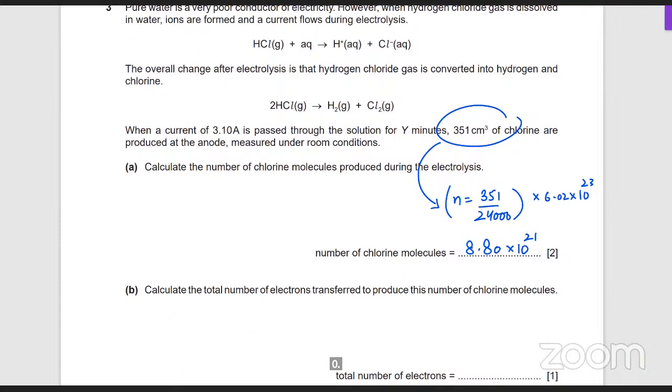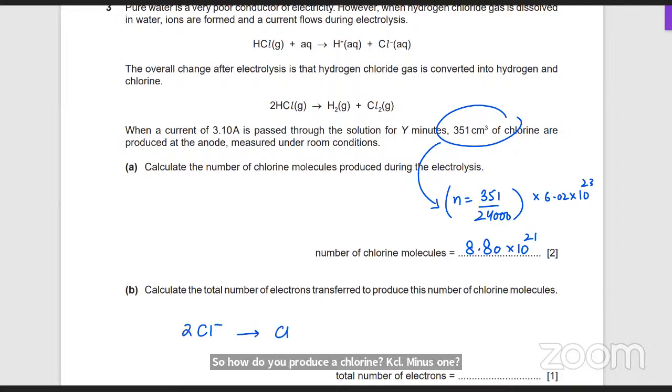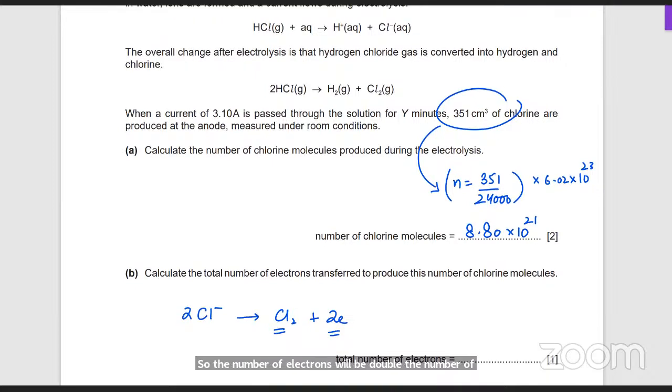Acha, calculate the number of electrons transferred to produce the number of chlorine. So how do you produce a chlorine? Ke Cl minus 1 say you would have to lose 2 electrons, right? So the number of electrons will be double the number of chlorine molecules. So usko double kar lo, to what's the double of 8.8 into 10 power 21?